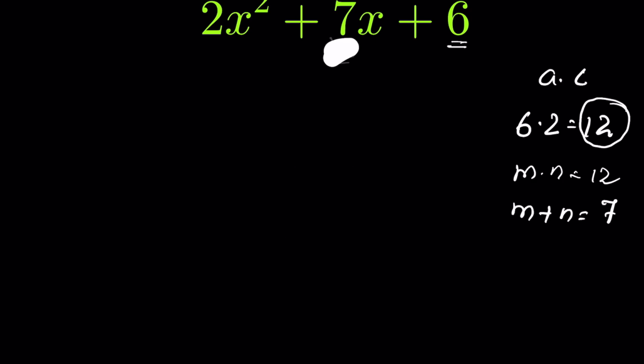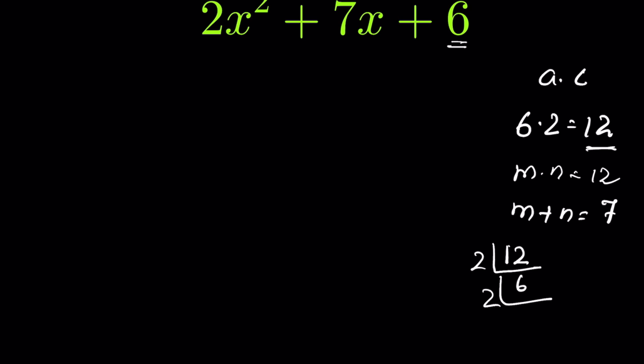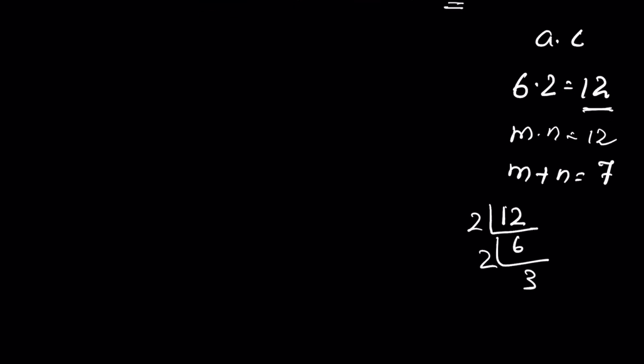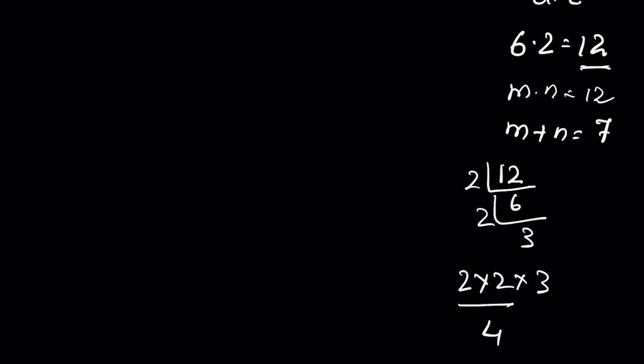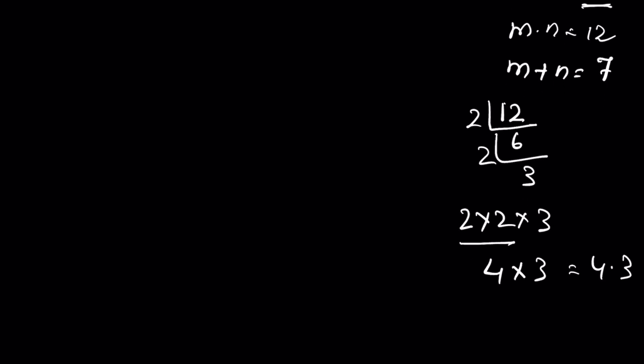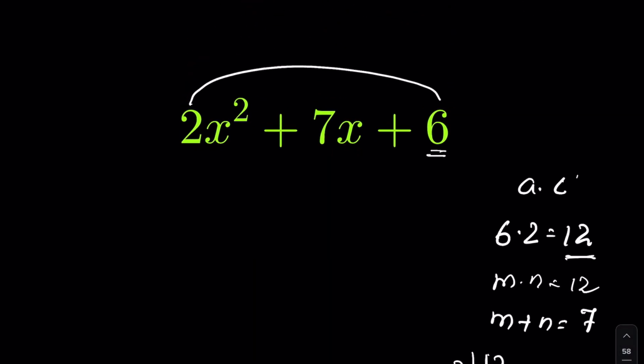So what we do, we focus on this number 12 and write 12 in terms of two numbers whose sum is equal to 7. So we factorize 12. 2 times 6 is 12. 2 times 3 is 6. Now factors of 12 are 2 times 2 times 3. 2 times 2 is 4. 4 times 3 is 12. Now 4 times 3 is 12 and 4 plus 3 is 7. So if you focus on this term AC, it will be much easier.